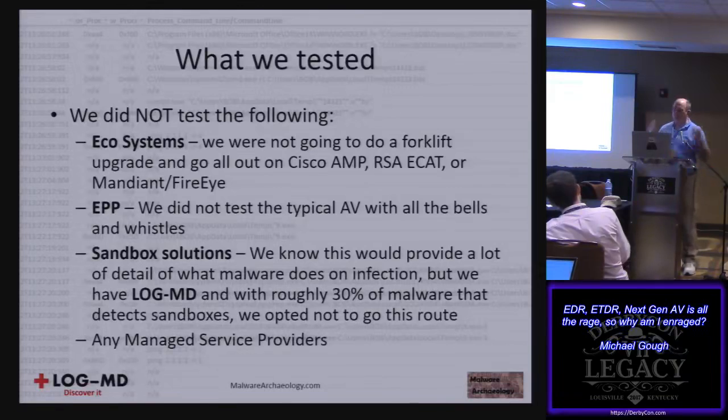Yeah, my expectations were clearly a little high for this. So what did we test? We did not test the ecosystems. We're not going to forklift upgrade. We don't have that scenario, with our 5,000 endpoints, where we would put in all RSA or all Mandiant or Cisco or whatever.